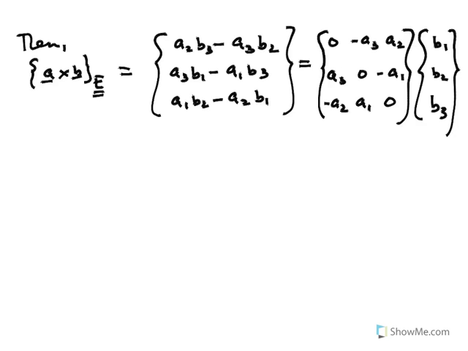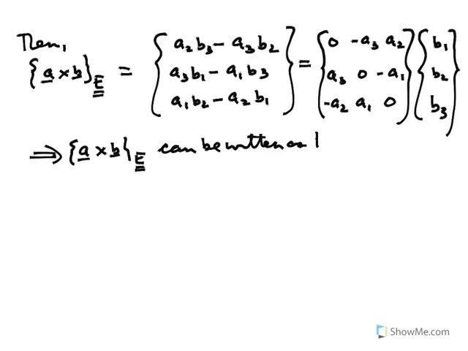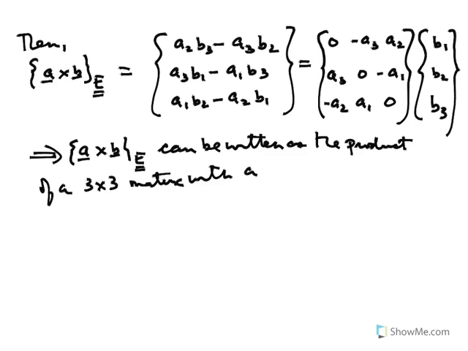So now if we look at that, we see that there's a 3 by 3 matrix multiplied by a column matrix, right? So this means that A crossed with B, when expressed in the basis E, can be written as the product of a 3 by 3 matrix with a 3 by 1 column matrix.